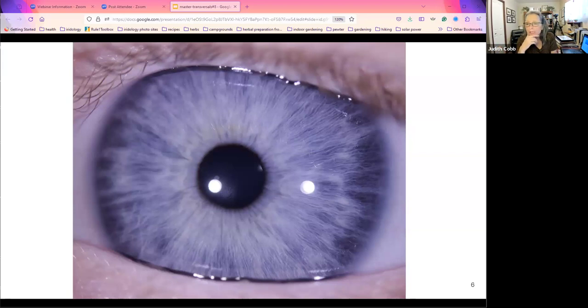This is the eye of a 4-year-old child. And again, the fiber structure is inherited. So as we look at her eyes, notice that she's got some transversals. She's got trabeculae that are going off across other fibers.